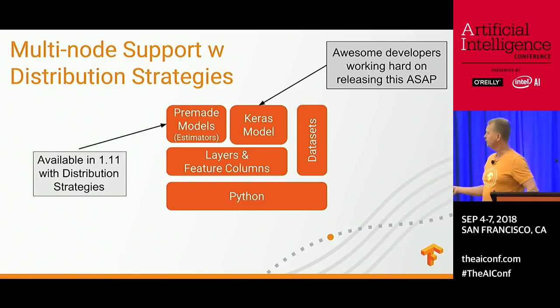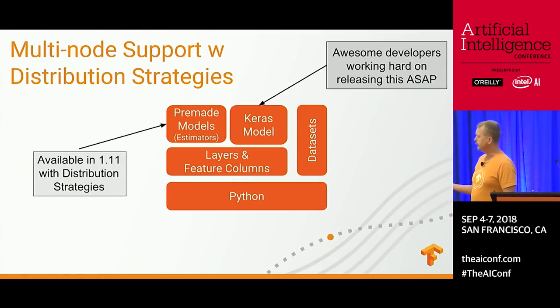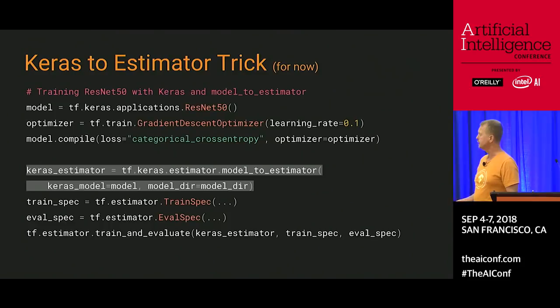And we are working very, very hard with some awesome developers to get the support into Keras as well. So you should be aware that Keras support will be there as soon as possible. However, if you do want to use Keras with a multi-node distribution strategy, you can actually achieve that using a little trick that's available in the Keras API. It's a function called model to estimator, tf.keras.estimator.model_to_estimator, that takes a Keras model as an argument, and then it returns an estimator that you can use for multi-node training.